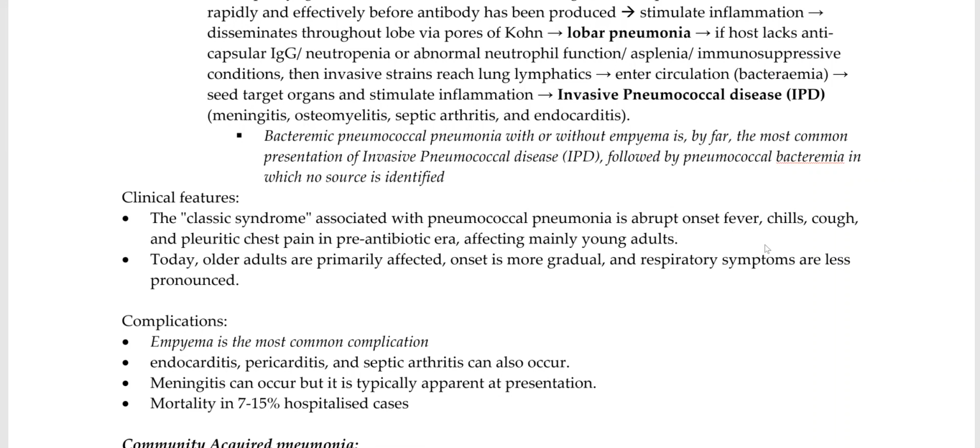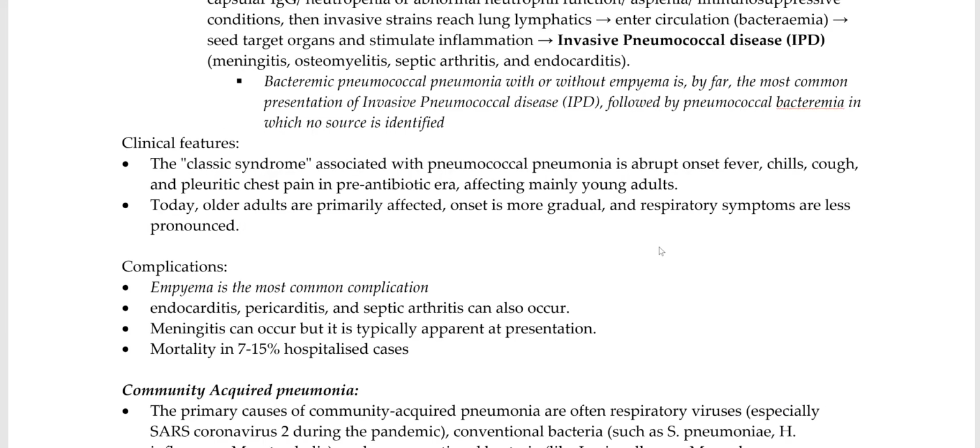The endocarditis, pericarditis, and septic arthritis are other manifestations of invasive pneumococcal disease. Meningitis can occur commonly, but it is typically apparent at presentation. So it is not a late complication which you will encounter later on. And in hospitalized cases, we have seen that mortality is up to 7 to 15%. That is a high number.